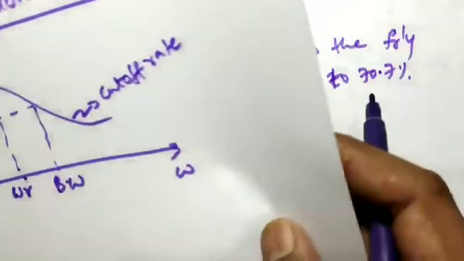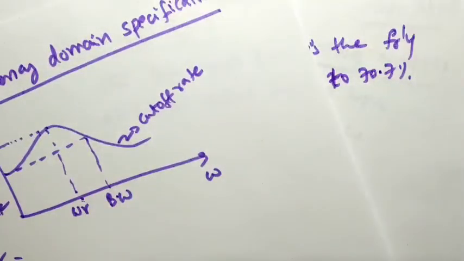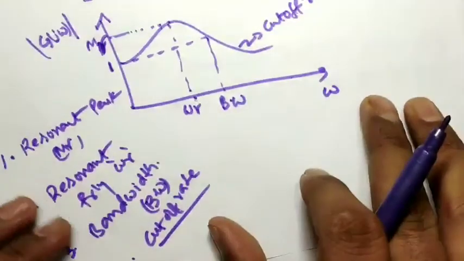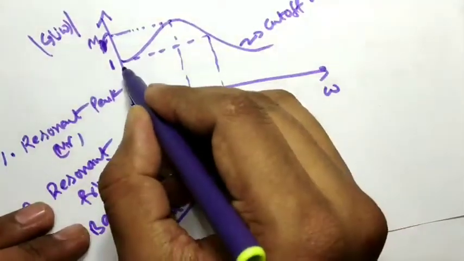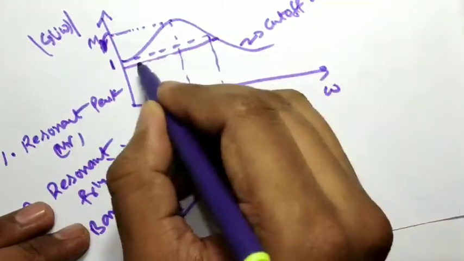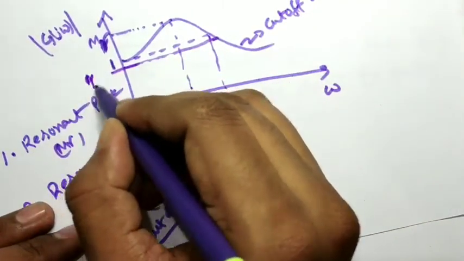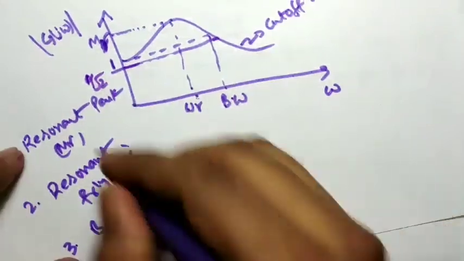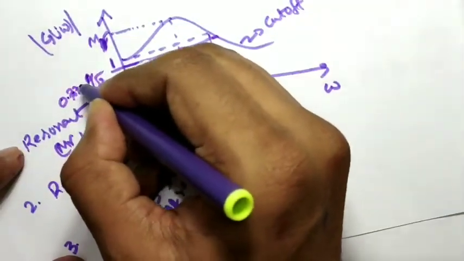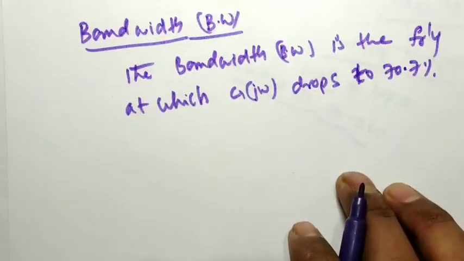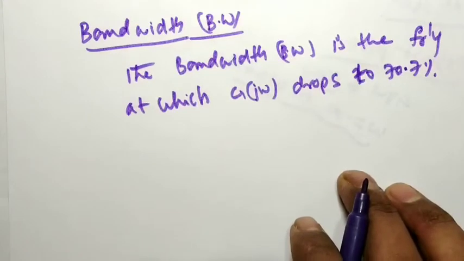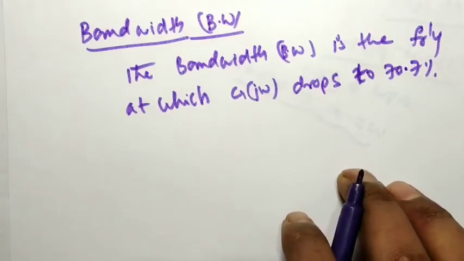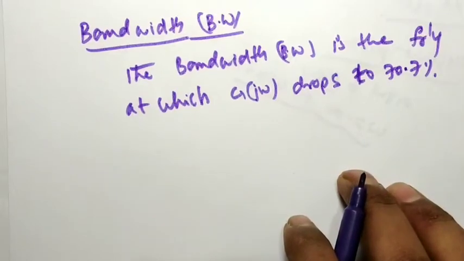We just see where it is going to drop. It is going to drop here. So this is the bandwidth, at 1 by root 2, or we can say 0.707. So it is going to drop there at 0.707, right?